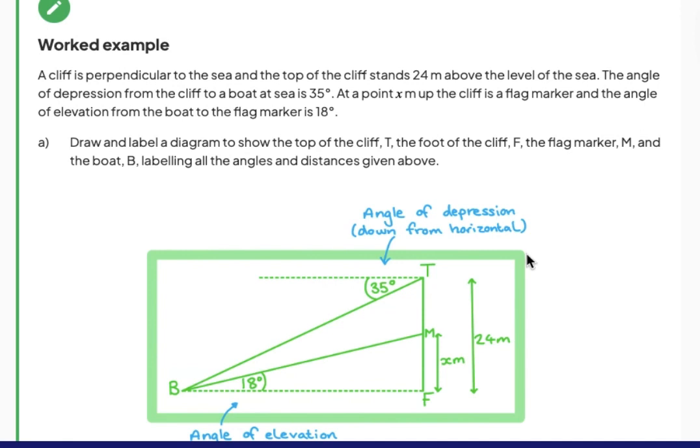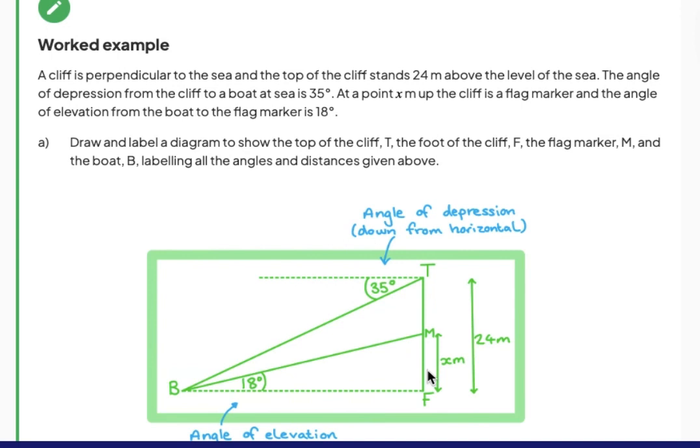Now let's take a look at this problem. We say a cliff is perpendicular to the sea. Let's say the cliff is here, somewhere here, this FT or FM, whatever it is, and let's say the sea is here. A cliff is perpendicular to the sea, and the top of the cliff stands 24 meters above the level of the sea. See, the top of the cliff, this is the top. This whole thing is a cliff. The height of the cliff is 24 meters above the sea level. So below here is the sea. So it's standing 24 meters above the sea level.